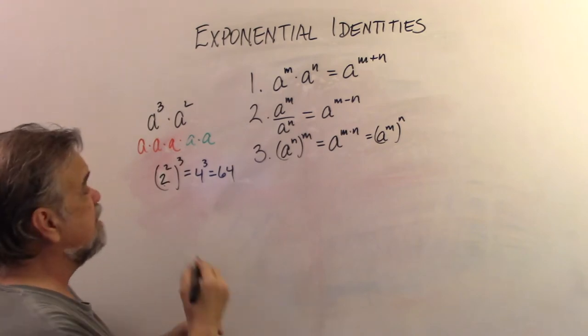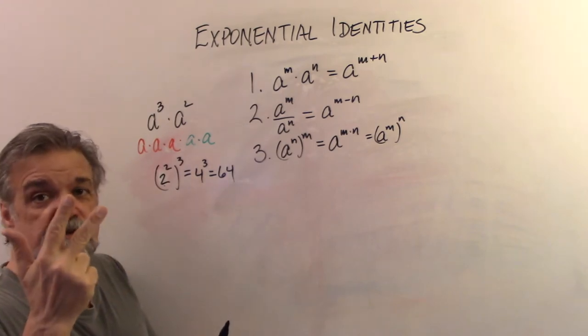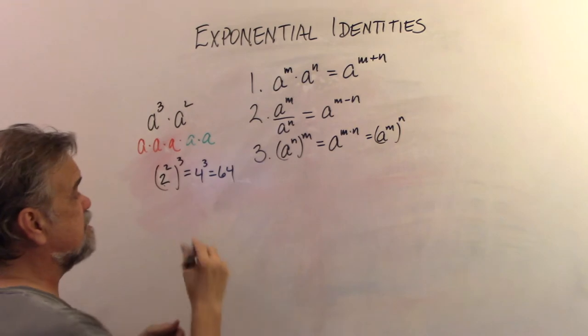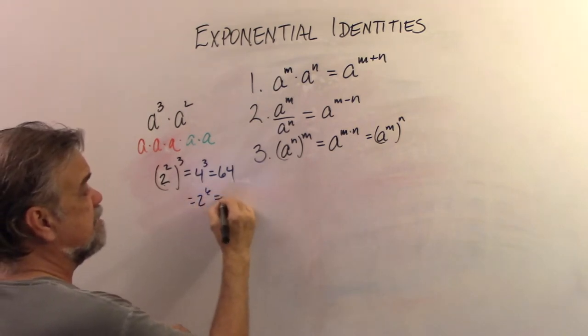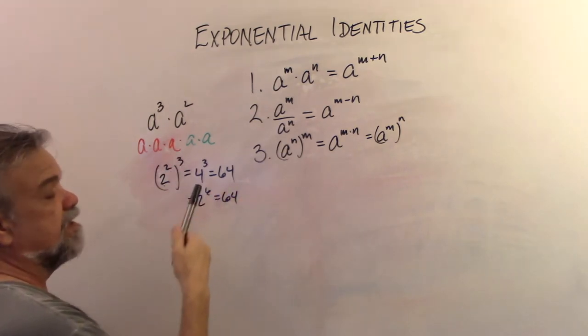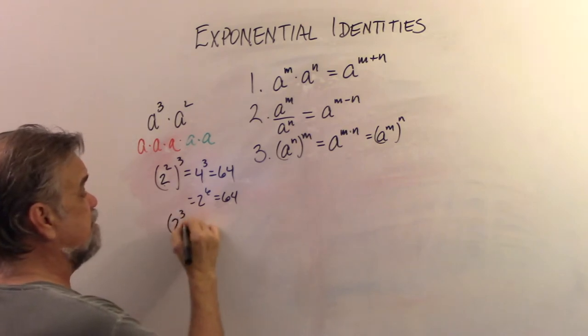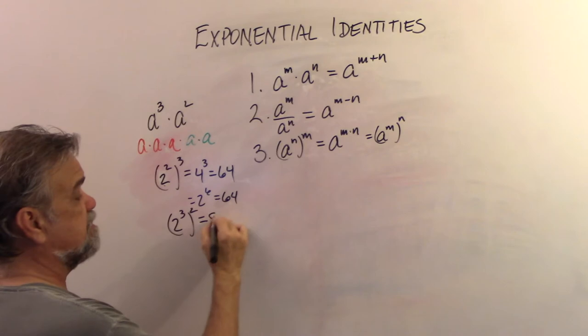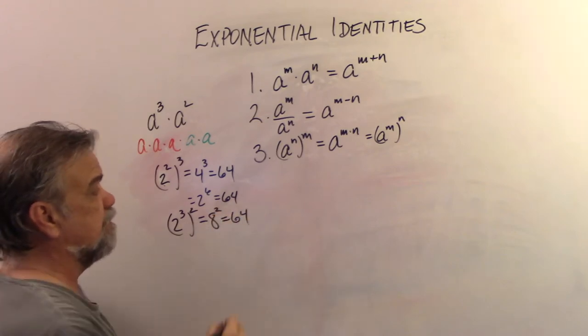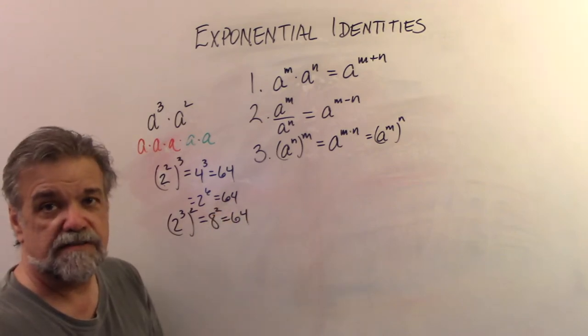But it's also going to be 2 times 2 times 2 times 2 times 2 times 2, 2 to the sixth power, which is 64. We can just multiply those exponents there. And it's also 2 to the third to the second power, which is 8 squared, which is 64. Three different ways of getting to that 64.